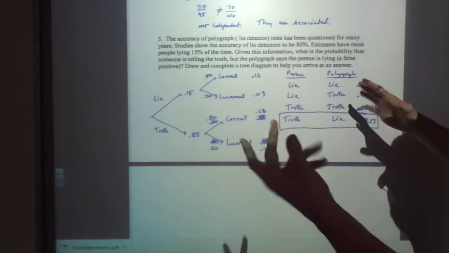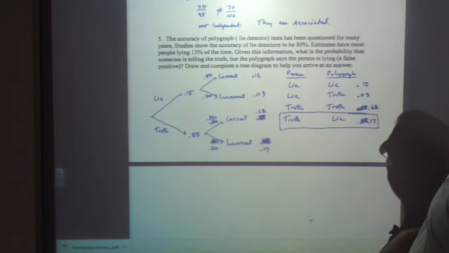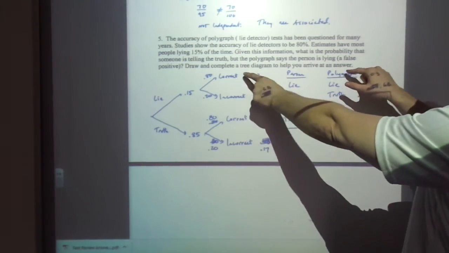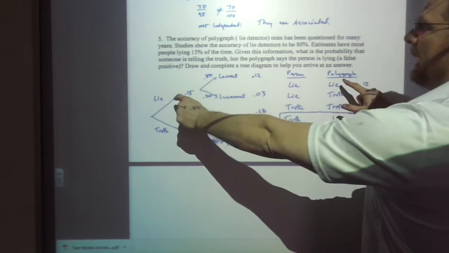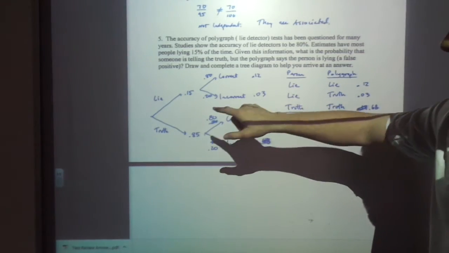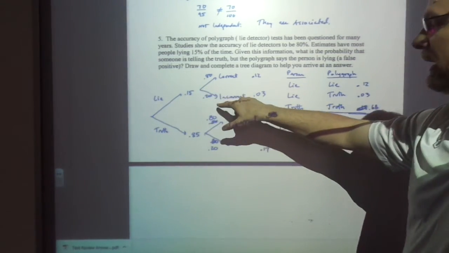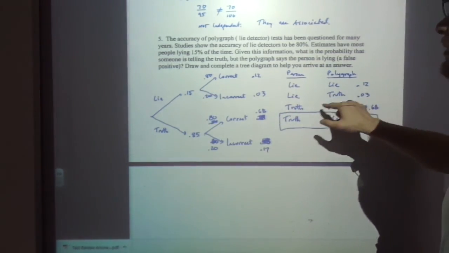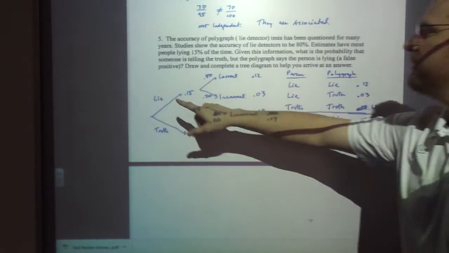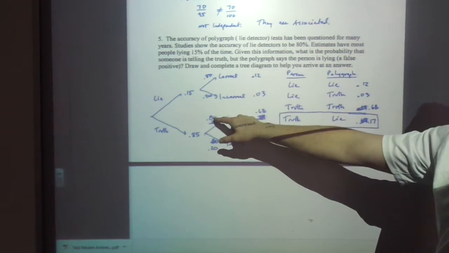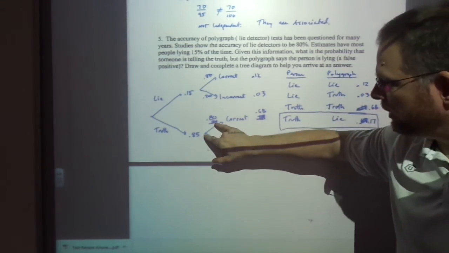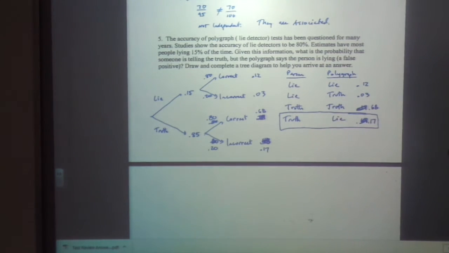Then what I did here is I just kind of categorized it. Here, the person lies, and this is correct, so the polygraph is going to say that it's a lie, and that will happen 12% of the time because I multiply these numbers. The person lies, and it's incorrect, and it says he actually tells the truth 3% of the time. The person tells the truth, and the polygraph is correct, and the polygraph says he's telling the truth, and that will happen if you multiply these numbers 68% of the time.